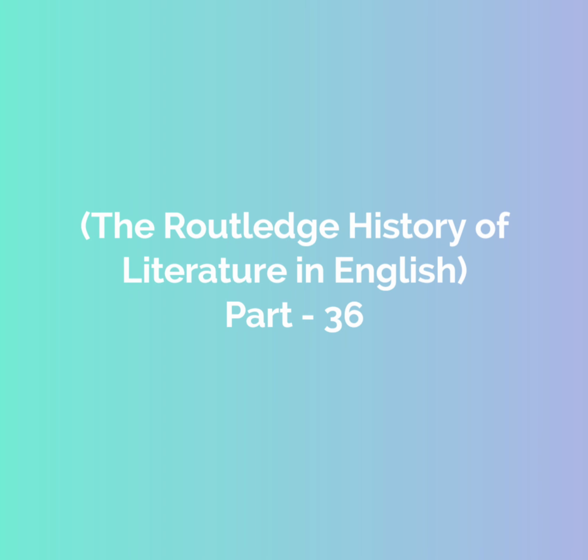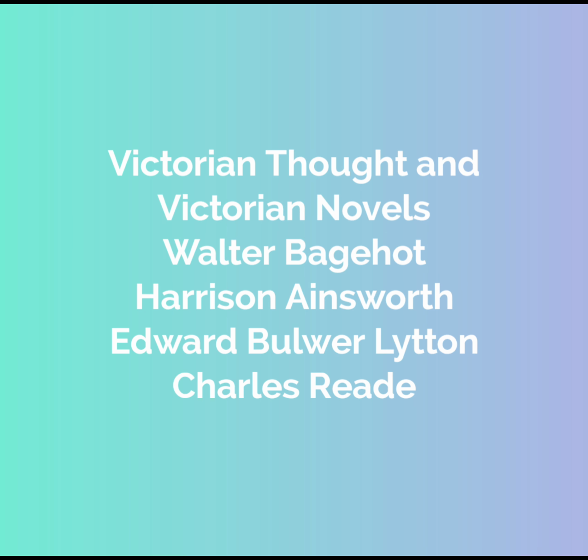This is the Routledge History of Literature in English, part 36. So let's dive into the world of literature. Today we will be covering Victorian thought and Victorian novels. And the writer Walter Bagehot was left from the previous portion, so we will be starting with him.